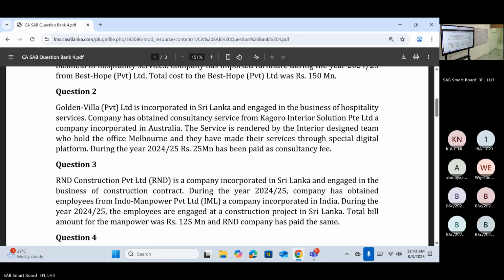As per the Sri Lankan law, that Australian company is a non-resident company. It is incorporated in Australia, not incorporated in Sri Lanka. A company is resident in Sri Lanka only if it is incorporated in Sri Lanka as per Sri Lankan law. Therefore, the Australian company is a non-resident person for Sri Lanka tax.